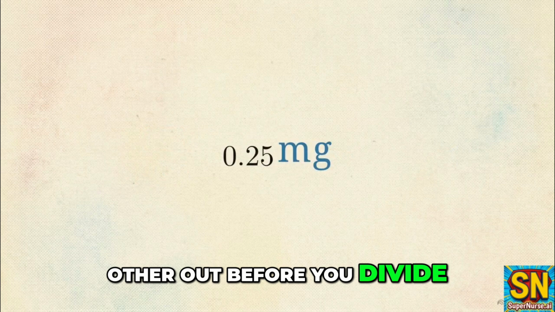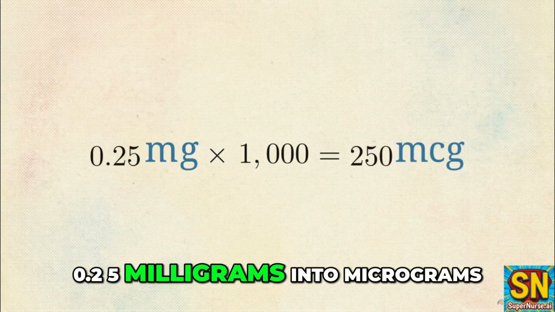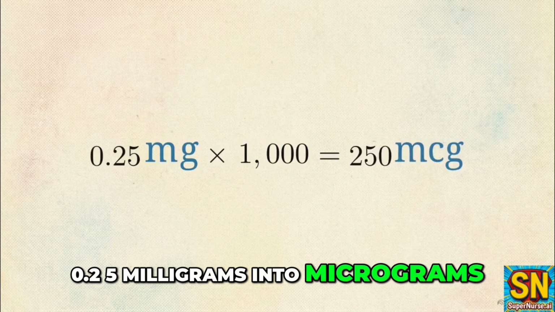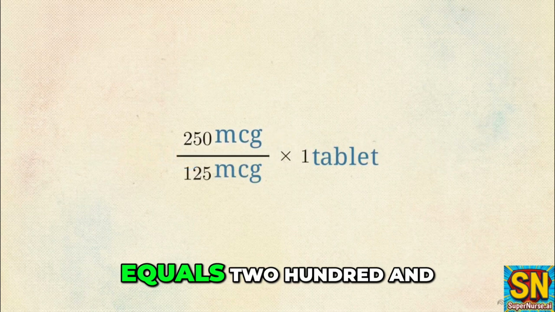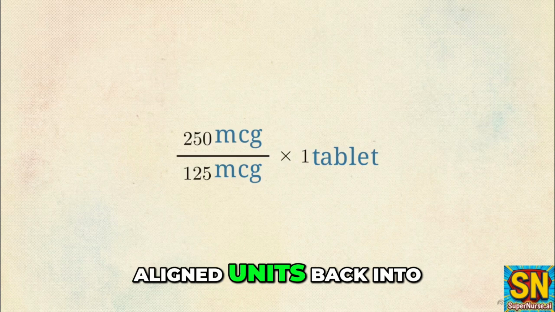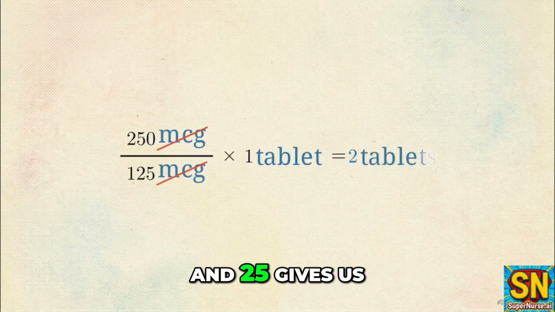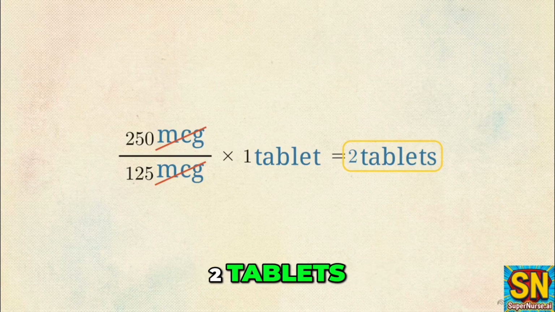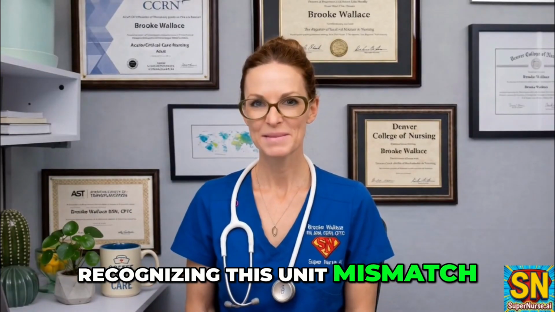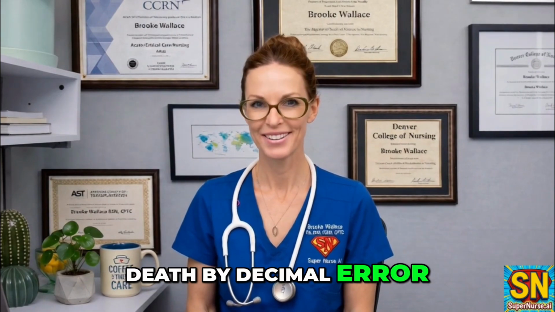before you divide. Take a moment to calculate the conversion of 0.25 milligrams into micrograms. Since 0.25 milligrams equals 250 micrograms, we can now plug aligned units back into the formula. 250 divided by 125 gives us the correct dose of 2 tablets. Recognizing this unit mismatch before you calculate is your defense against a death by decimal error.